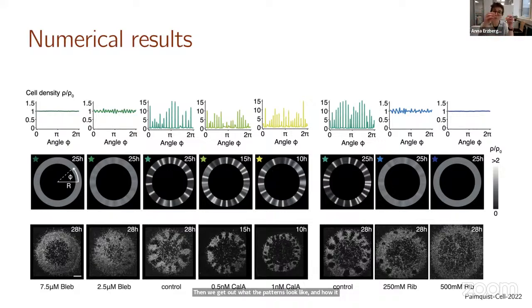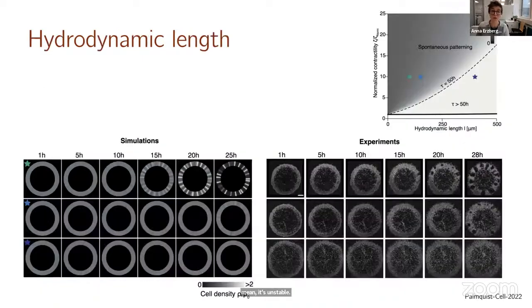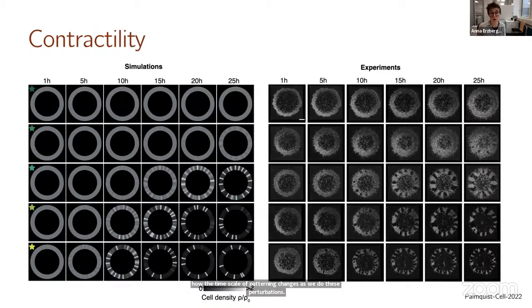We have to add a small noise perturbation in the beginning because the perfectly uniform state is, I mean, it's unstable, but it would stay like that. And then what we can also do, now without adjusting any parameters, is look at how the time scale of patterning changes as we do these perturbations. Here I am showing the 3 glycation experiments, and then also across all of the contractility experiments, we get really nice agreement, I would say, in terms of the characteristic time scale of pattern formation.